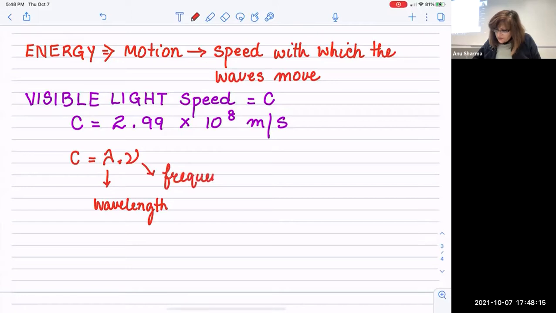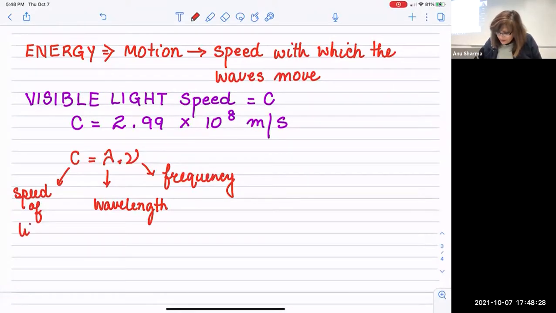So if you know the speed of light and you know the wavelength, then you can find the frequency. In other words, if you know two of the entities, you can find the third one. So this is a very important formula. Okay, let's do this thing here.